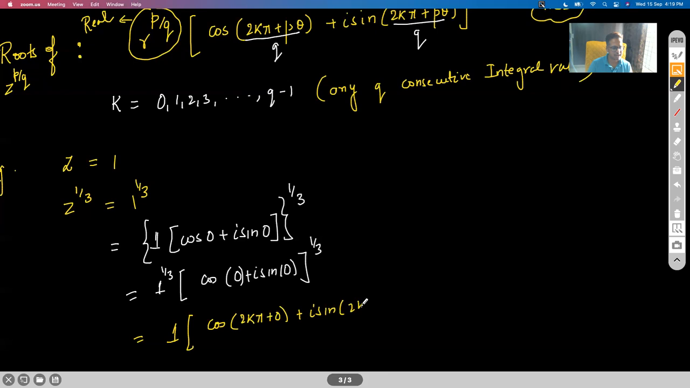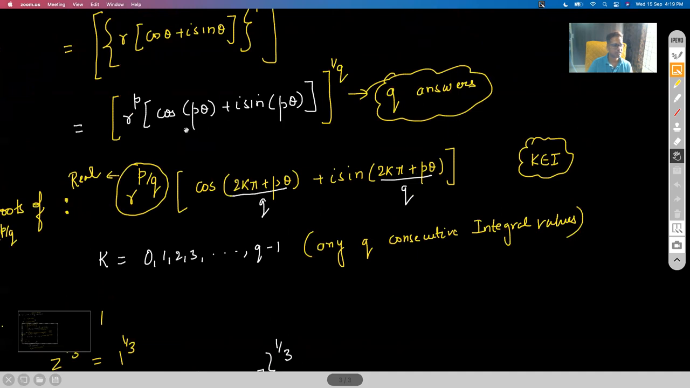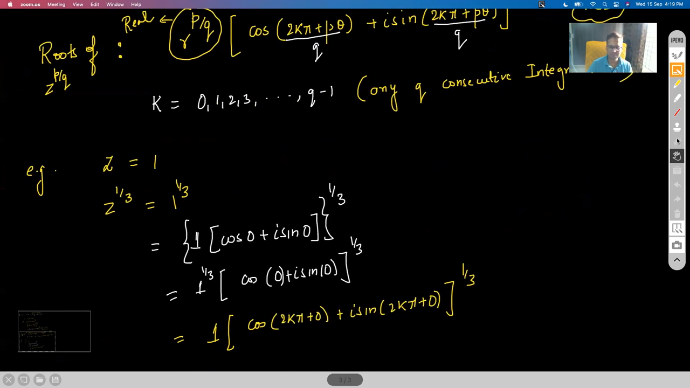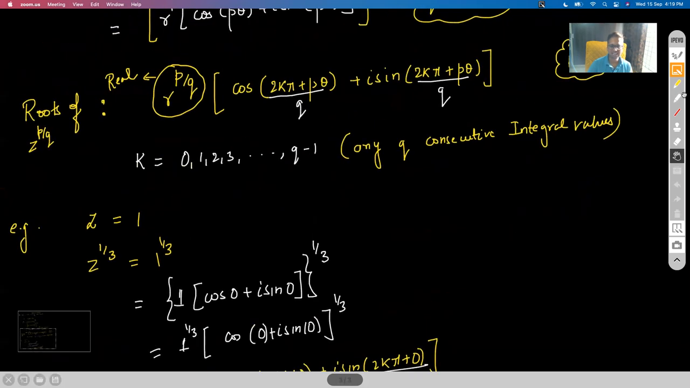Basically, I'm at this step now. There was a power of 1/q. I was at that step, which I've erased here. Now multiply it with 1/q. That means multiply this with 1/3, which means you have to divide this by 3. So right now you are at this step here.